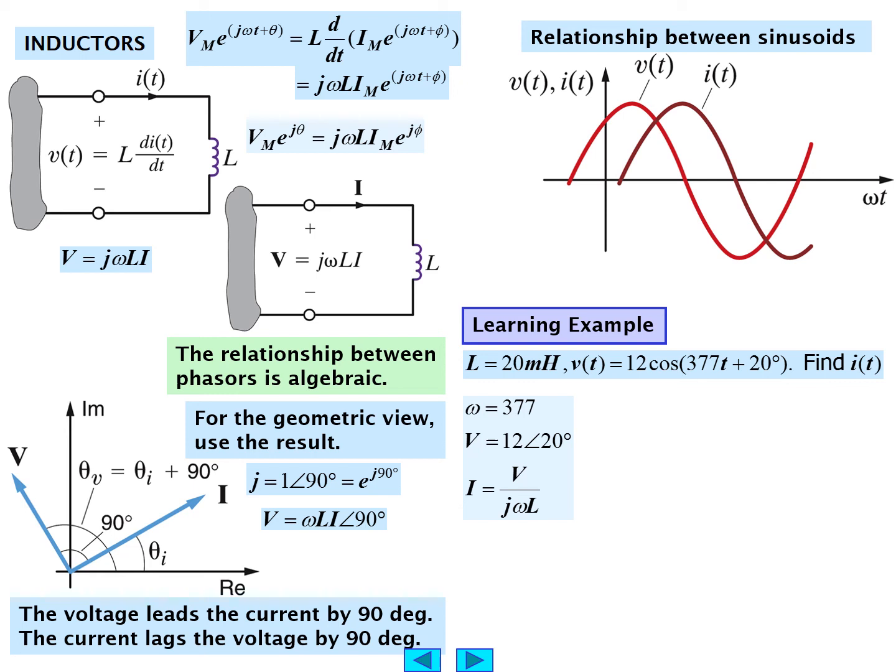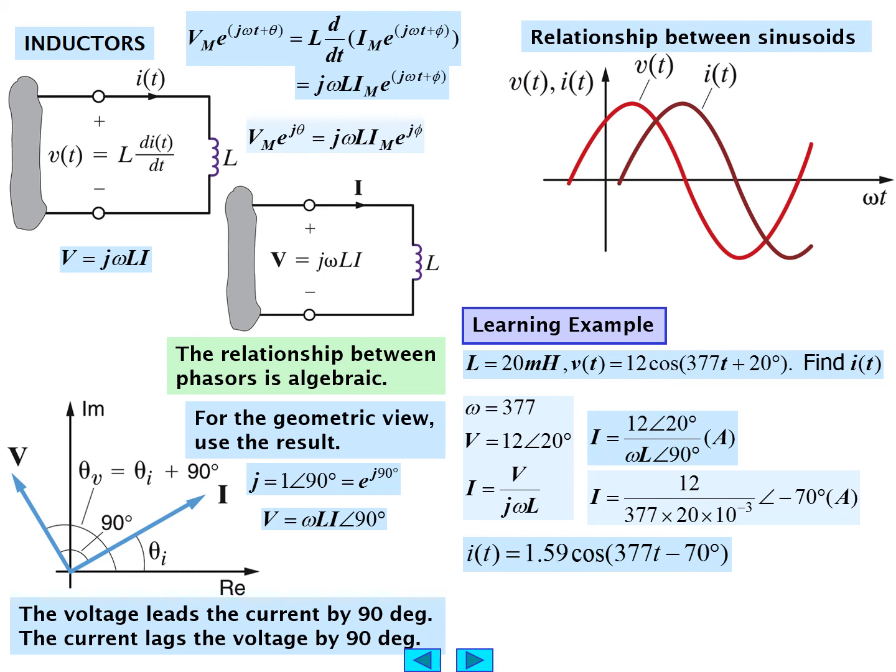Therefore, I is equal to V divided by j omega L. I then is 12 angle 20 divided by omega L angle 90 in amperes. That's what the capital A is. The amperes are the units of the current. I then is equal to 12 divided by 377 times 20 times 10 to the minus 3, which is 20 millihenries, at an angle of minus 70. Why minus 70 degrees? Because the angles subtract. 20 minus 90 is minus 70 degrees for the current in amperes. Therefore, reducing it back to a time form, I of t is 1.59, the amplitude, cosine 377t minus 70 degrees.